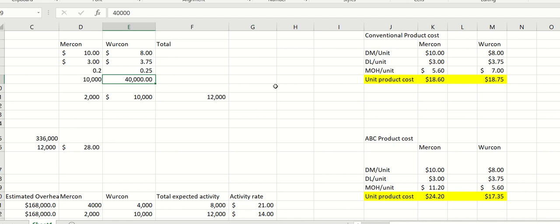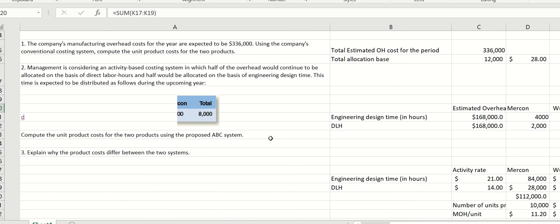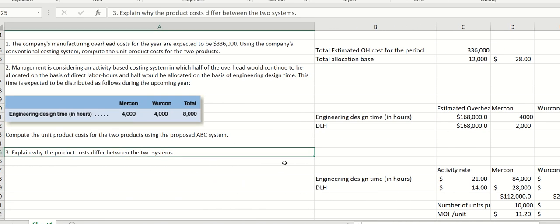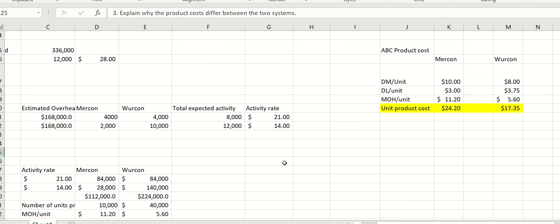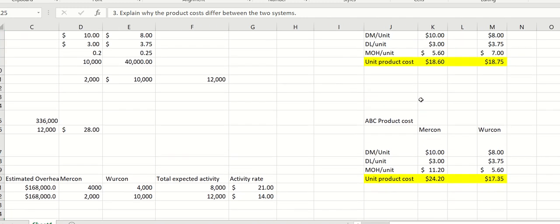With activity-based costing, it usually shifts manufacturing overhead costs from high volume products to low volume products. And so we're only making 10,000, but these 10,000 are more expensive. They have more overhead. And so that's your answer for the question: explain why the product costs differ between the two systems. This is more accurate, and oftentimes when you use activity-based costing, it shifts overhead costs from high volume products to low volume products. And so in reality, the Mercon is using more overhead and is more expensive.